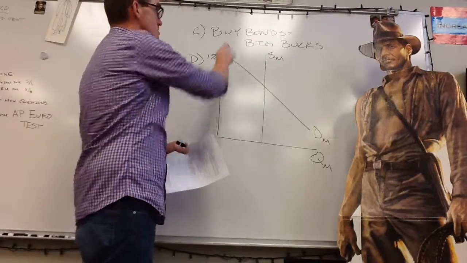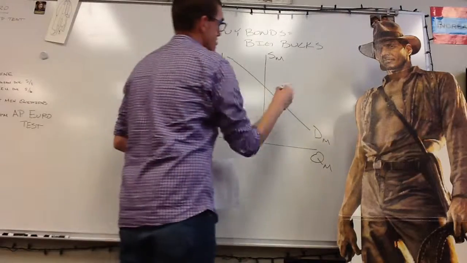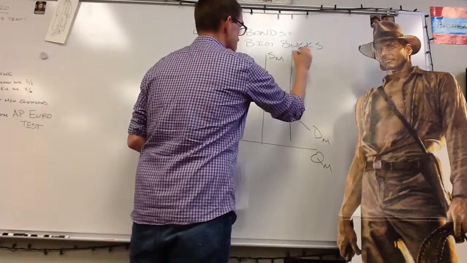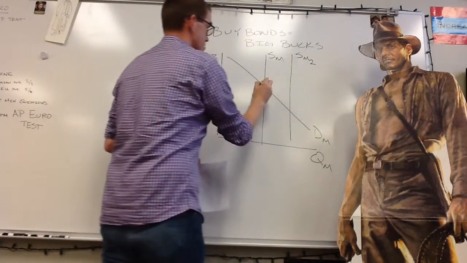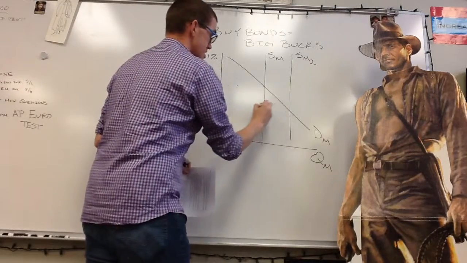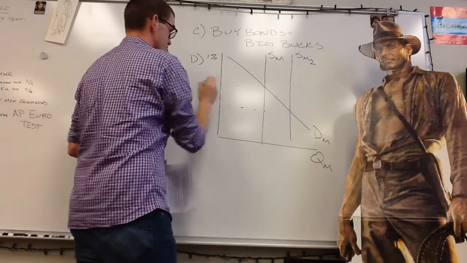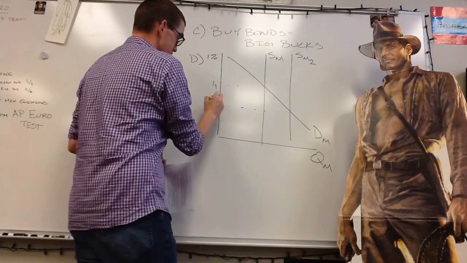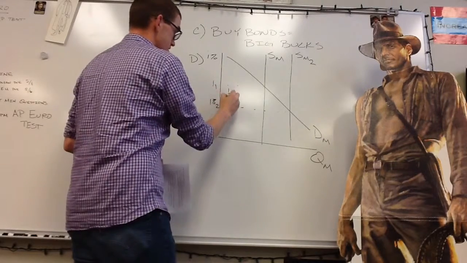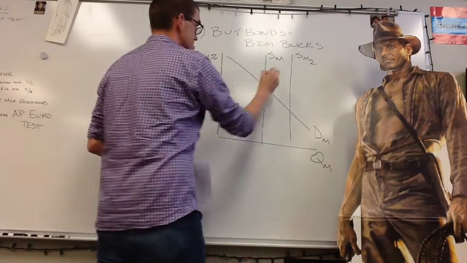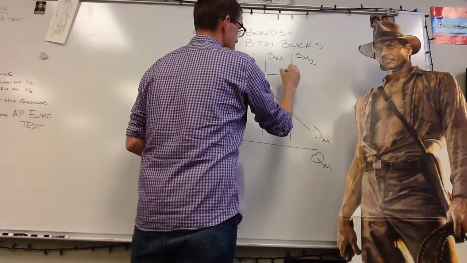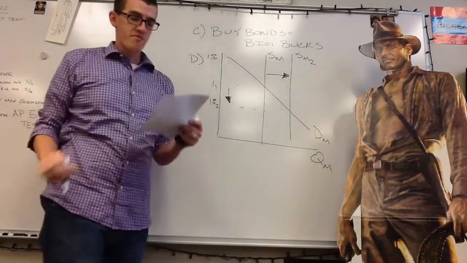All right? So, buying bonds, big bucks, we're going to increase the supply of money. So that's a shift to the right. And we're going to show that effect on the nominal interest rate. So we come over here, we have nominal interest rate 1 and nominal interest rate 2. And that nominal interest rate decreased due to the increase in the supply of money.